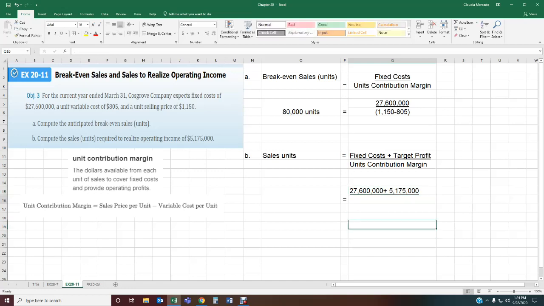And I'm going to divide by my unit contribution margin. Your unit contribution margin we've already calculated here: 1150 minus 805. Your contribution margin is your sales price, 1150, minus your variable cost.